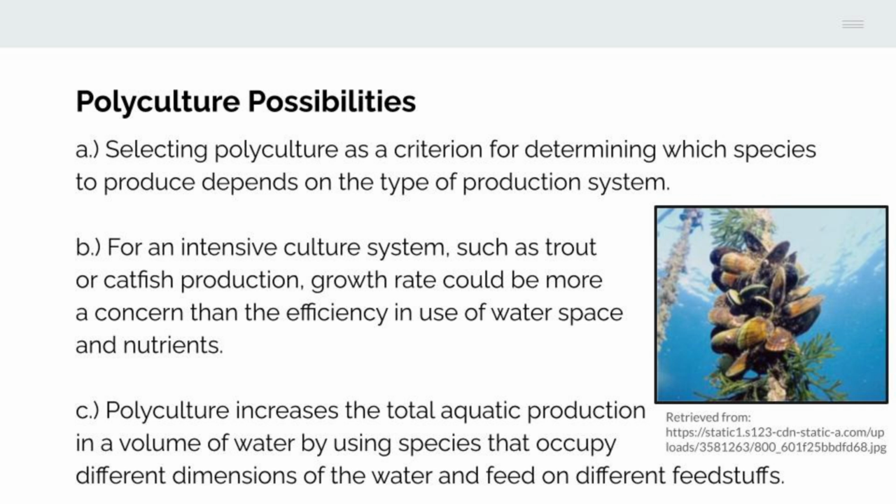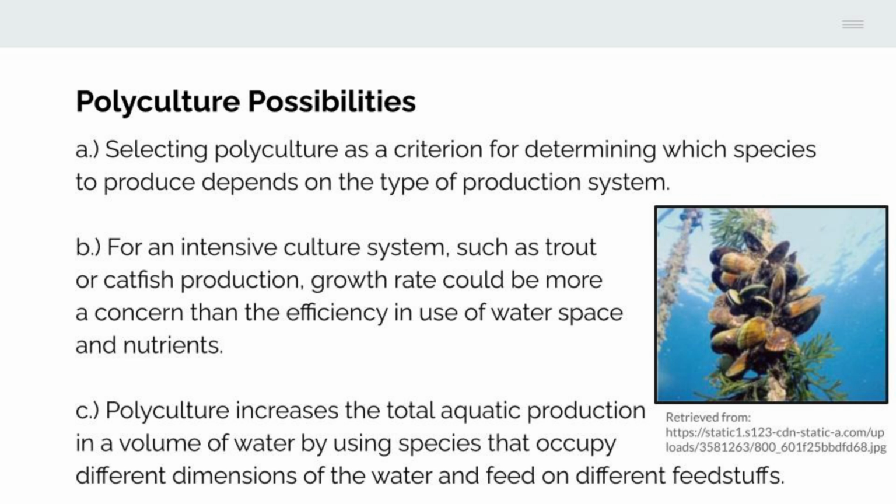For an intensive culture system, such as trout or catfish production, growth rate could be more of a concern than the efficiency in use of water space and nutrients. In high-density, intensive farming systems, maximizing growth rate and feed conversion is prioritized over optimizing space and nutrient cycling.